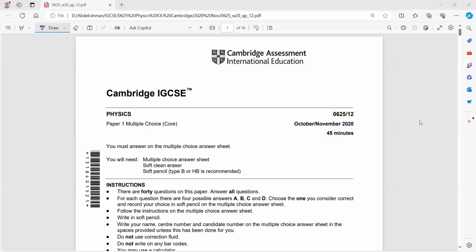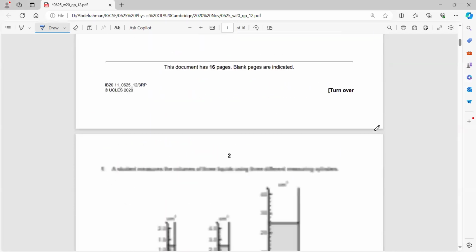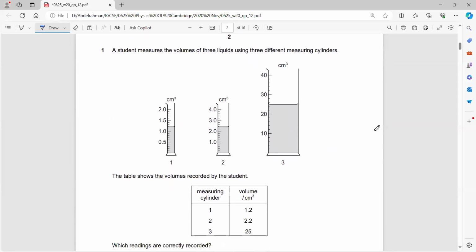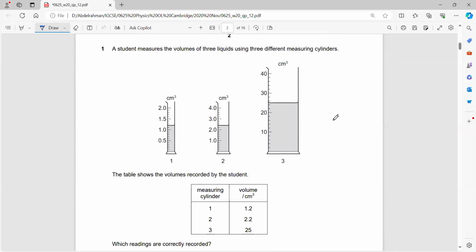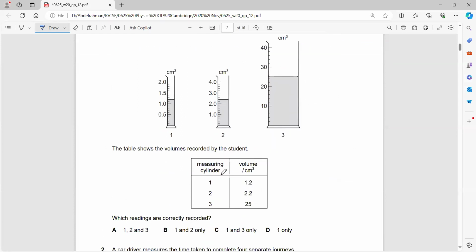Okay. November 20, paper 1, variant 2. Question 1. A student measures the volumes of 3 liquids using 3 different measuring cylinders. The table shows the volumes recorded by the student for measuring cylinders 1, 2, and 3. Which readings are correctly recorded?